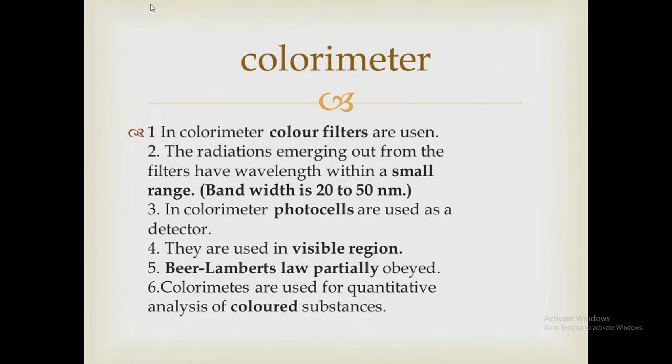Here the mode of operation is the visible region. Here Beer-Lambert's law is partially obeyed. It is not fully obeyed, only partially obeyed. And I already told you colorimeters are used for quantitative analysis of colored substances. So here we can only analyze colored substances. If it is a colorless substance, then they need to add some coloring agent so that the colorless substance can be converted into a colored substance, and later on they can determine its parameters.